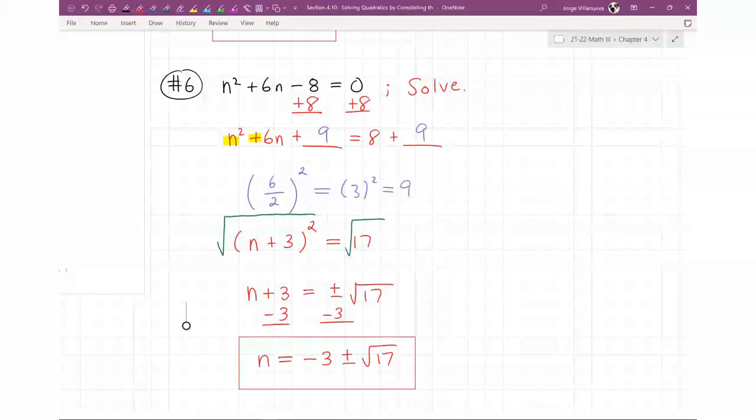Again, if you know someone that's a student of mine in my calculus classes, ask them, do you like completing the square?